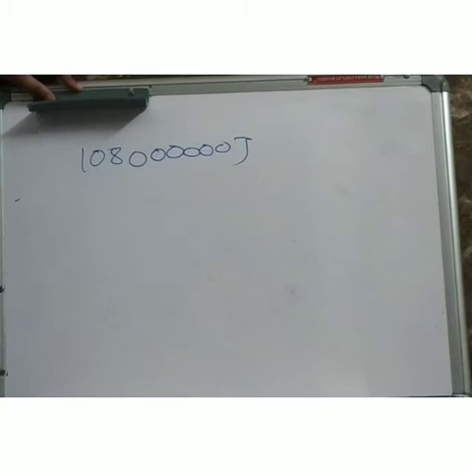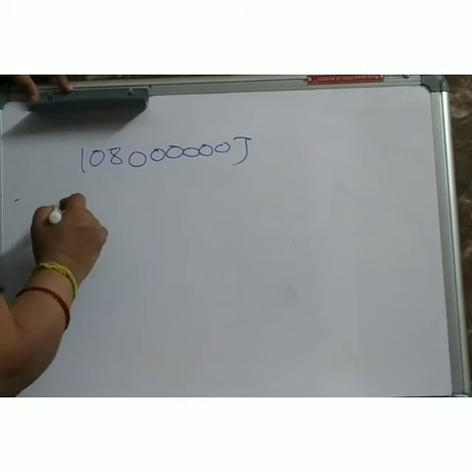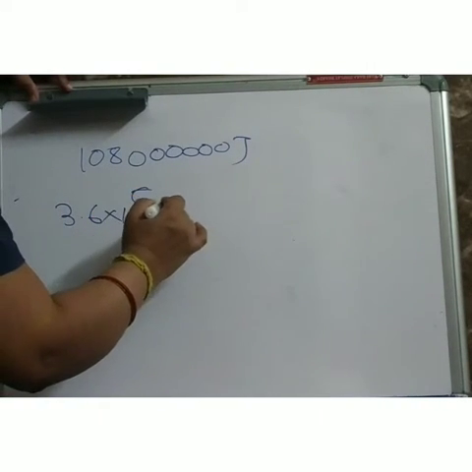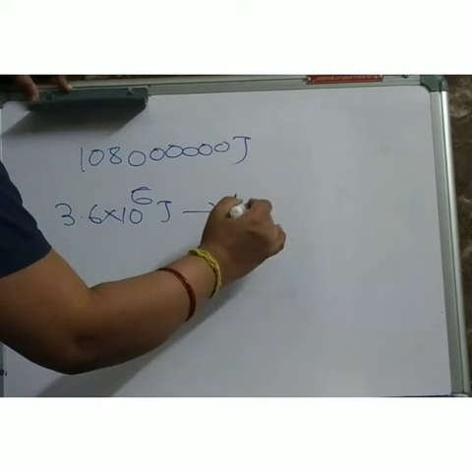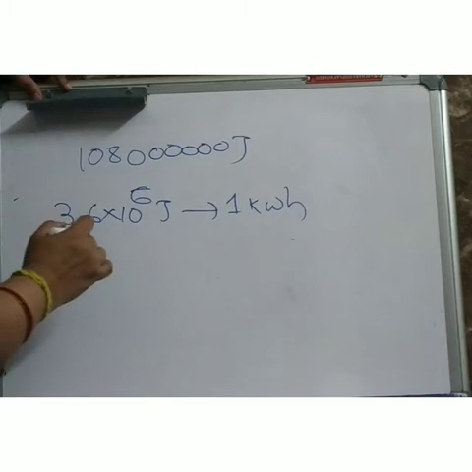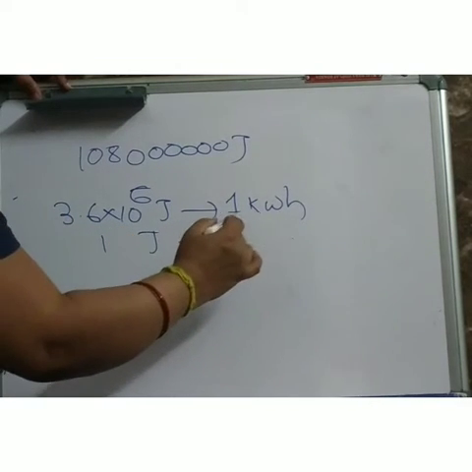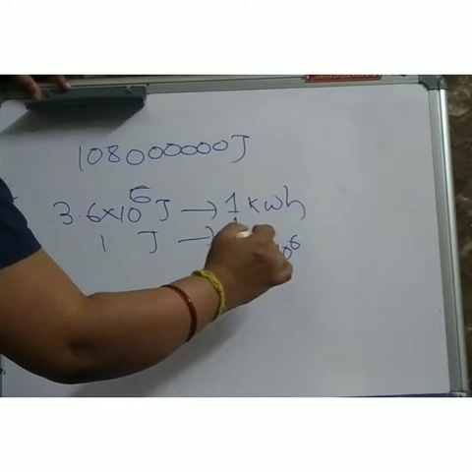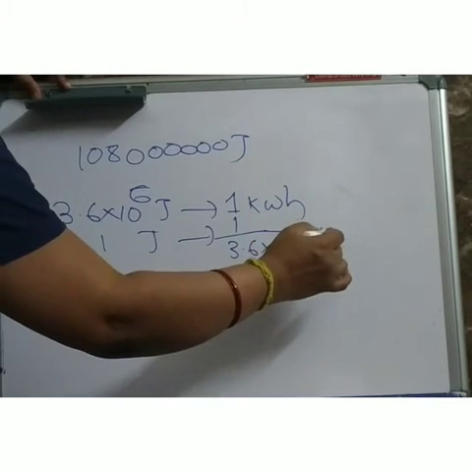So this is the part. Can we convert this into kilowatt hour now? 3.6 into 10 to the power 6 joule is equal to 1 kilowatt hour. So how much is this? 1 joule will be 1 by 3.6 into 10 to the power 6 kilowatt hour.